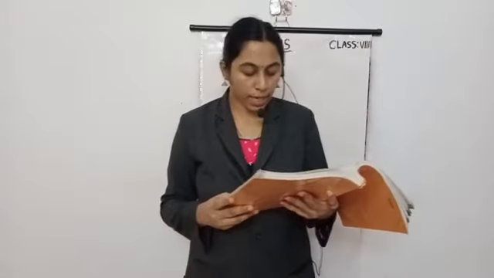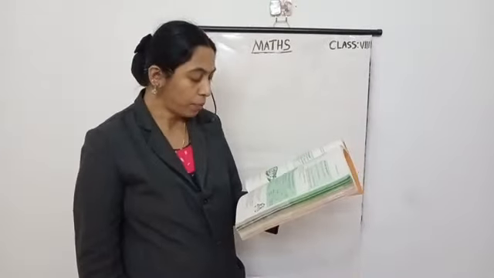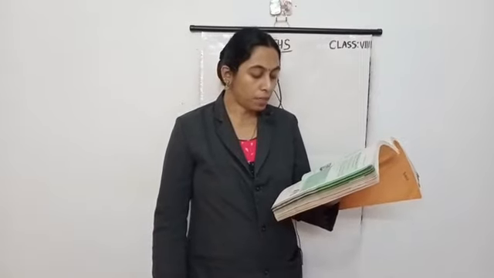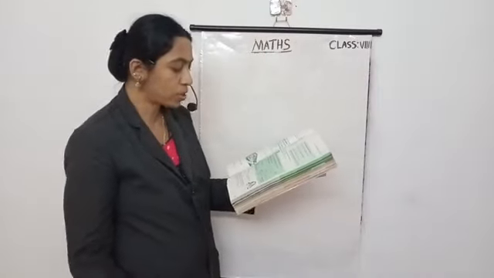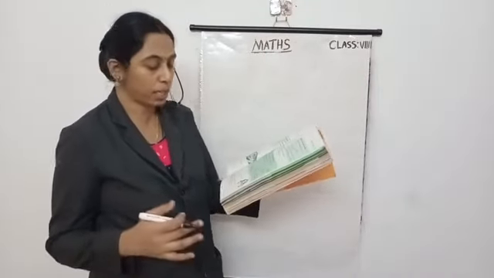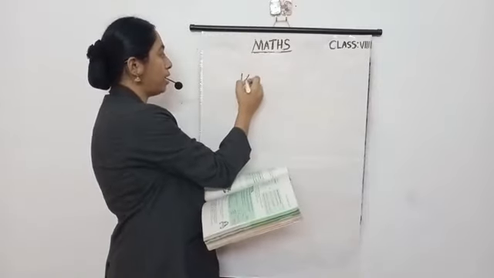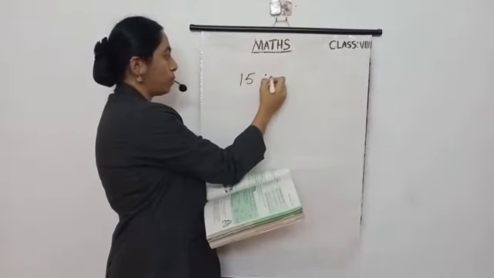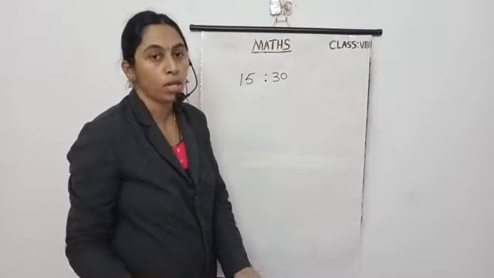Now exercise 8.1. Find the ratio of the following. These are simple, like we already learned in 7th standard. Okay, first question. Find the ratio of the following. A. Speed of a cycle 15 km per hour to the speed of a scooter 30 km per hour. So speed of cycle to speed of scooter, this much only. 15 is to 30.